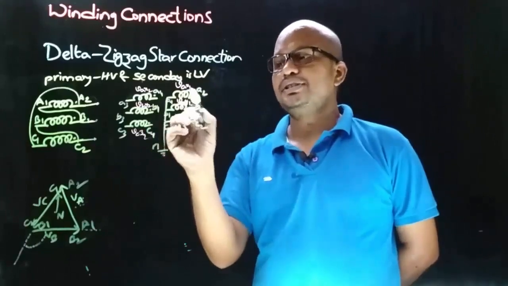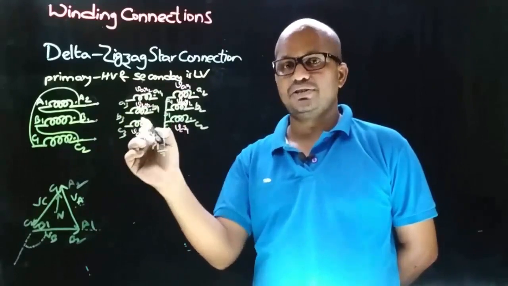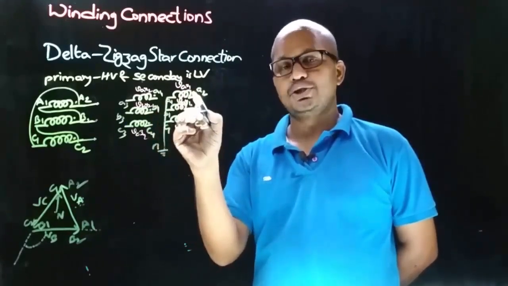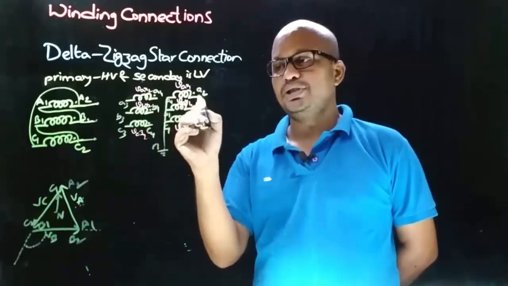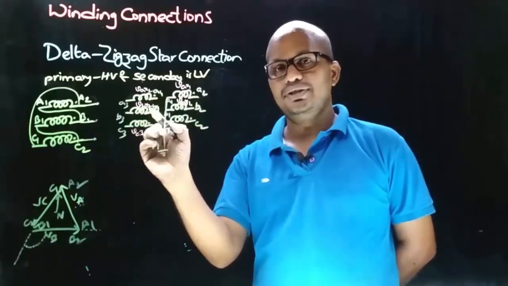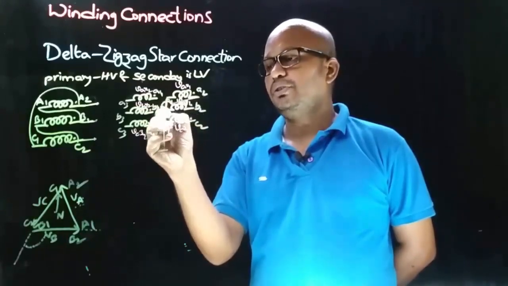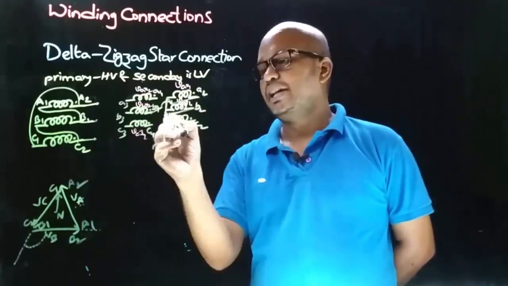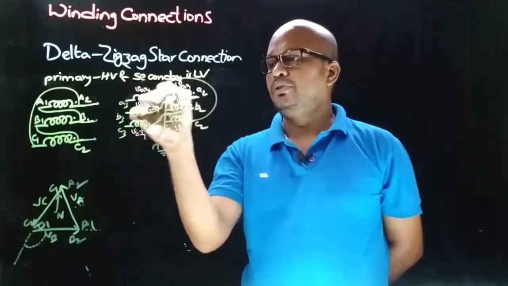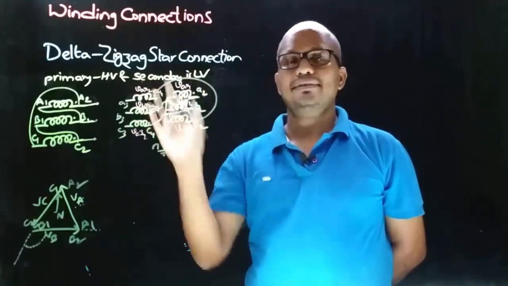And now we must join this A phase winding with the B phase winding of this half section, and these 2 windings must be connected in phase opposition. So here this is dot end. So to have the phase opposition, we must connect this dot end to the dot end of this phase. So let's join the dot end A2 with dot end B4 and dot end B2 with dot end C4, and similarly dot end C2 with dot end A4. This is the second possible connection of the delta zigzag star connection.